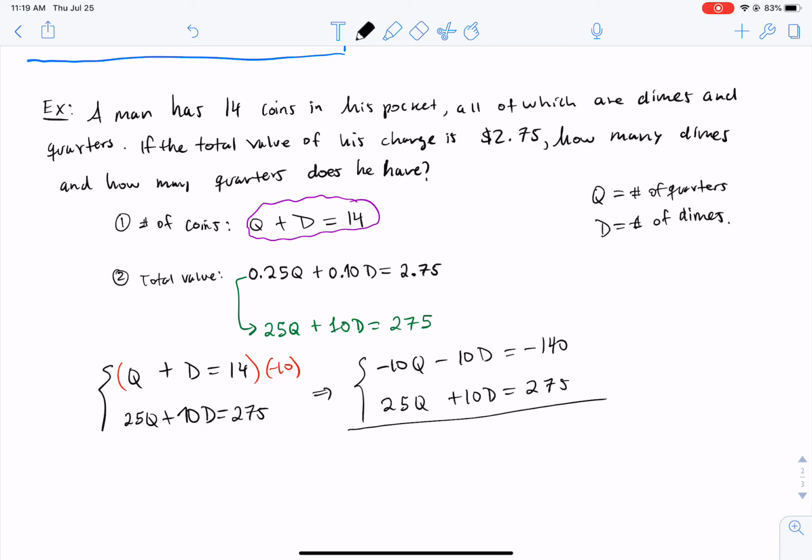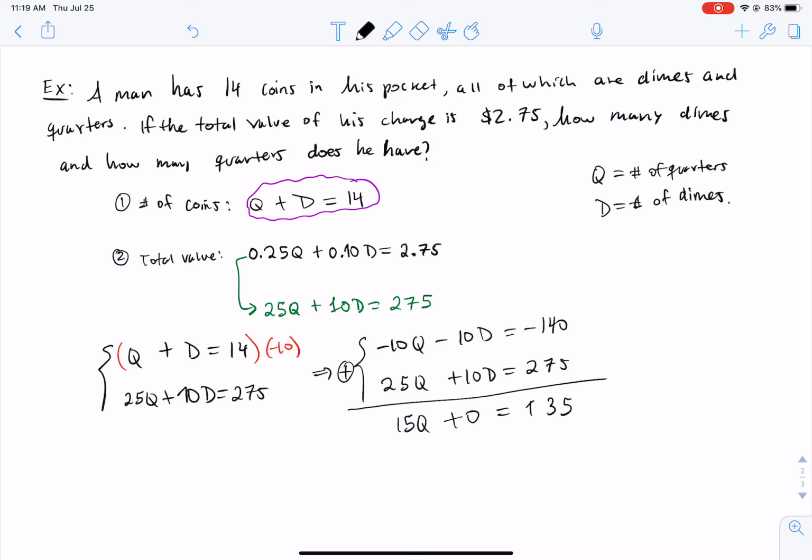I add them up. So we call this the addition method. So I'm going to have 15Q plus 0D equals 135. There you go. And now all I have to do is divide everything by 15. So Q equals 135 over 15.